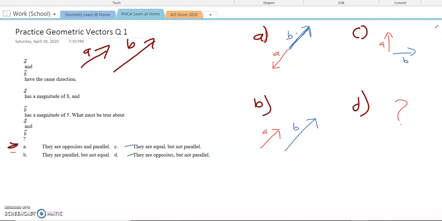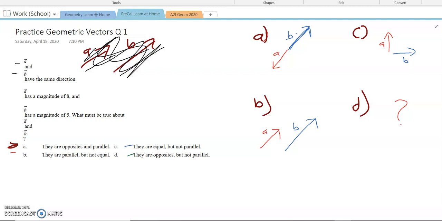So this is the first practice question. It says that we have a vector A and a vector B, both of which have the same direction. So the direction tells us the angle. You can think of it like an angle from a standard position. A has a magnitude of 8, B has a magnitude of 5. Magnitudes don't really matter here, we just know that they're different. What must be true about A and B?